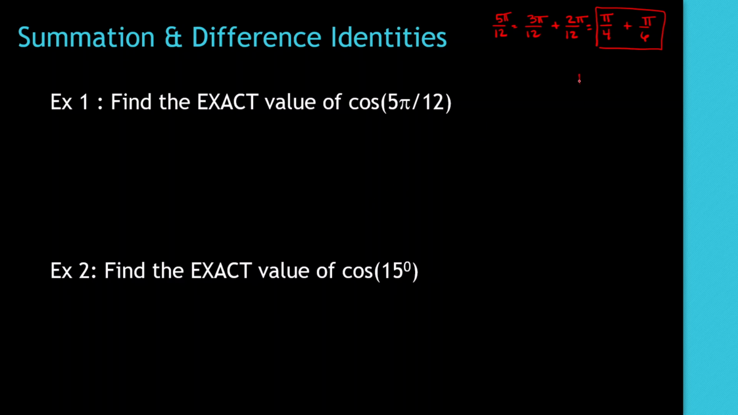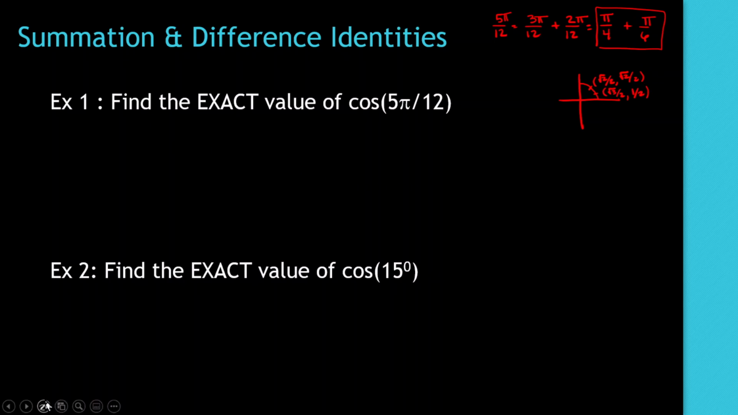In fact, if we draw that out real quick, for pi fourths we had square root of 2 over 2 for both sine and cosine. And for pi sixths, cosine is square root of 3 over 2, and sine is a half. So let's keep that in mind.